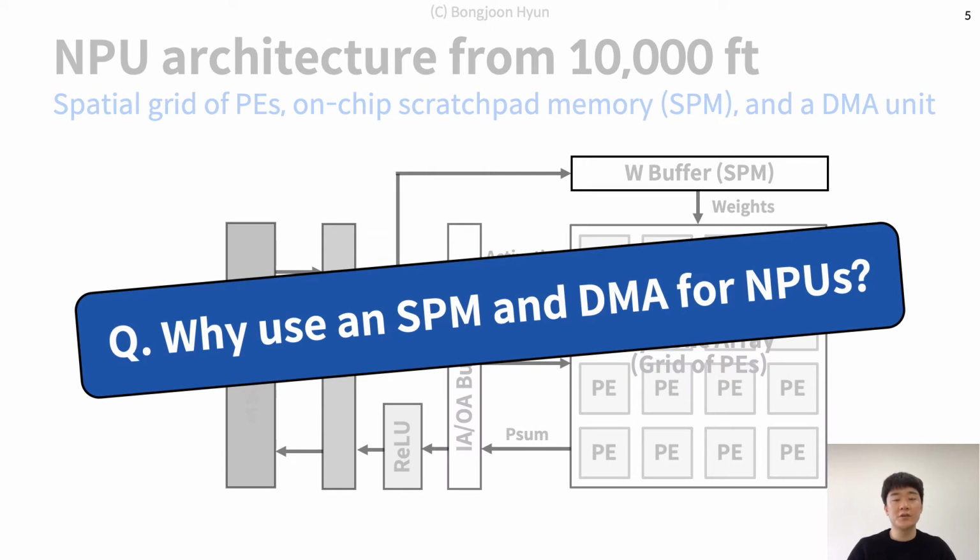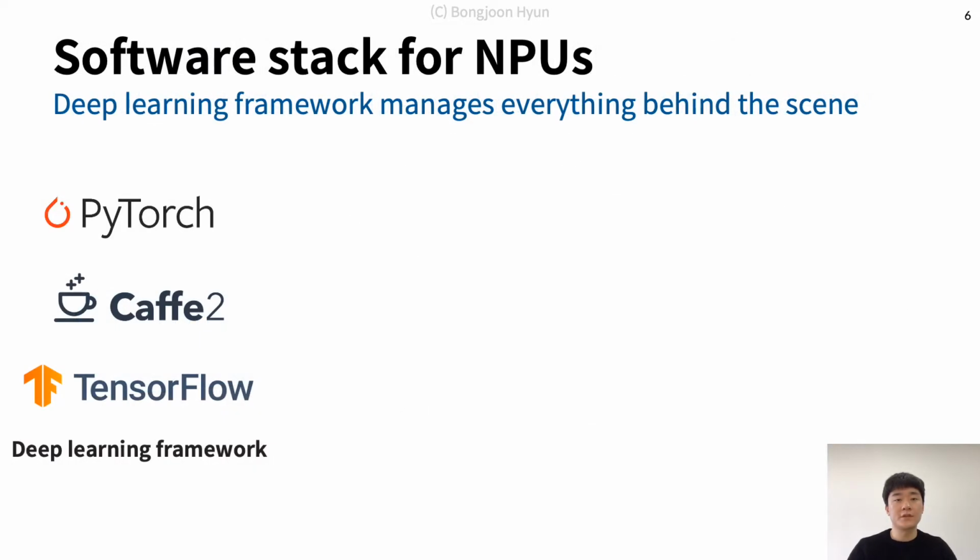So an interesting question is, why does an NPU utilize a scratchpad memory and a DMA, rather than, say, using a cache? To understand the reason behind such a design decision, let's take a look at what the software stack looks like for NPUs.